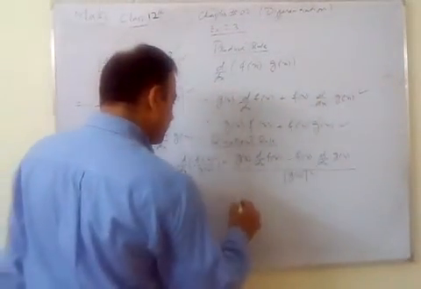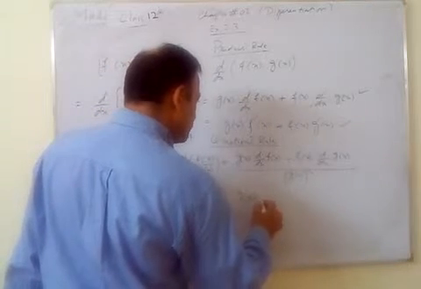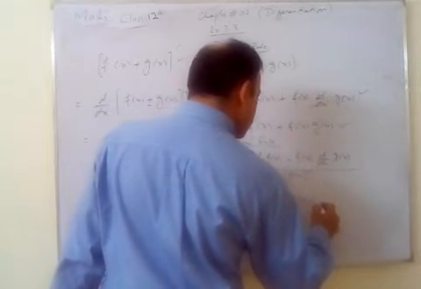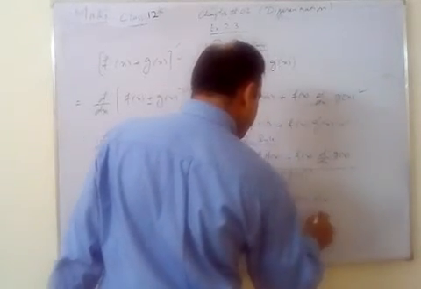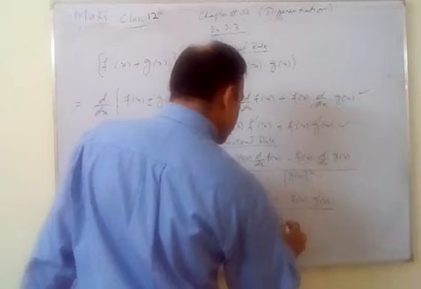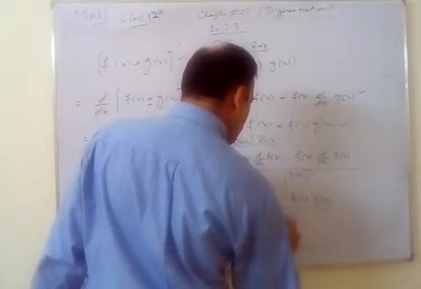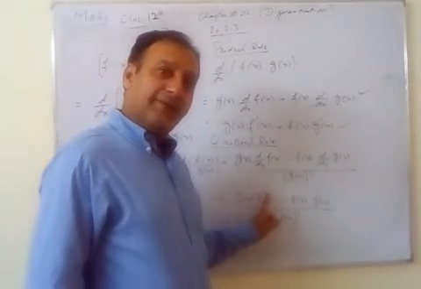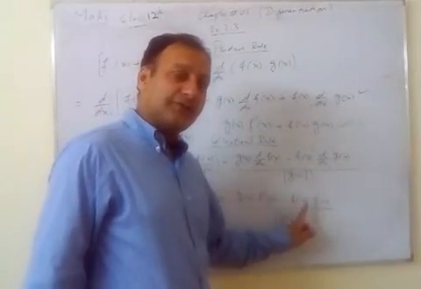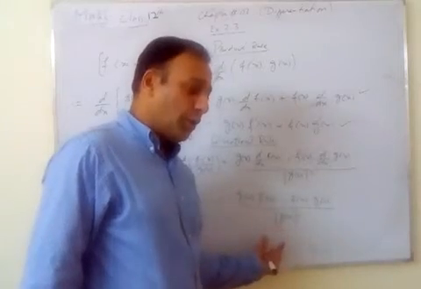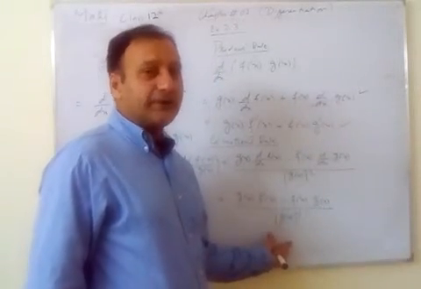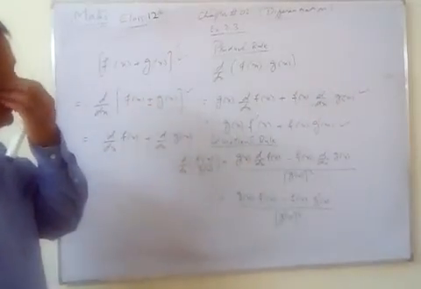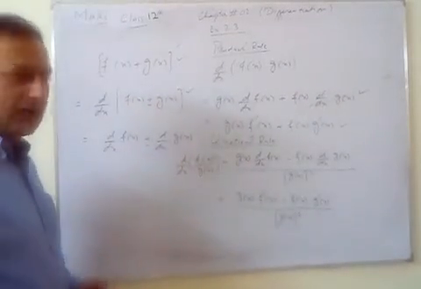Or this can also be written as g of x into f prime of x minus f of x into g prime of x, whole divided by g of x whole square. Means second function times derivative of first, minus first function times derivative of second, whole divided by square of second function. So these are the 3-4 rules which we will use in this exercise and later on also.